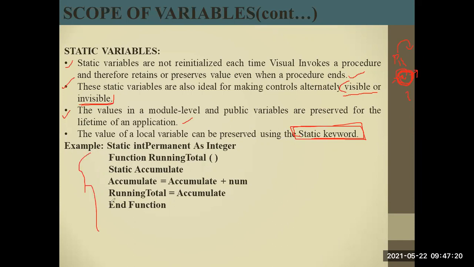Now this is an example where we declare a static variable. Here, permanent is the static variable, as we have used the static keyword before it, and its data type is integer. One more variable we have is accumulate. Accumulate is also a static variable. No matter how many times the function is called, the static variable is only initialized once, and every time the function is called, it preserves its value. Its value will not change. So this is what we mean by the static variable.